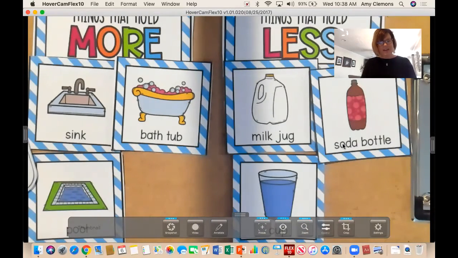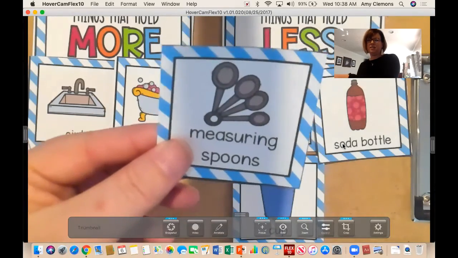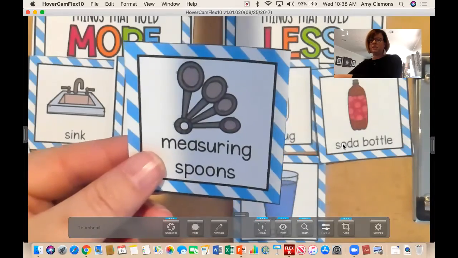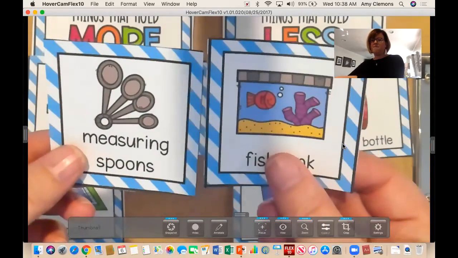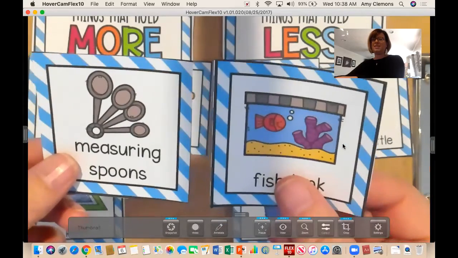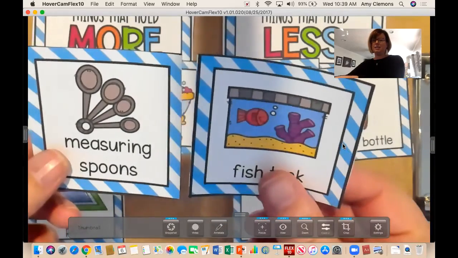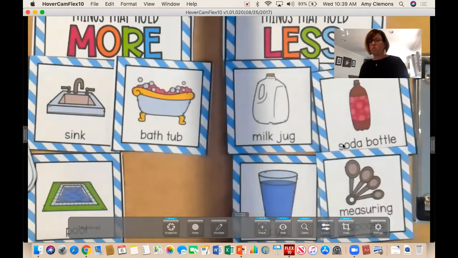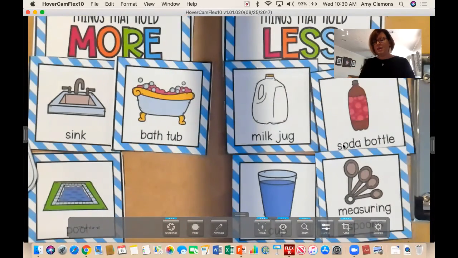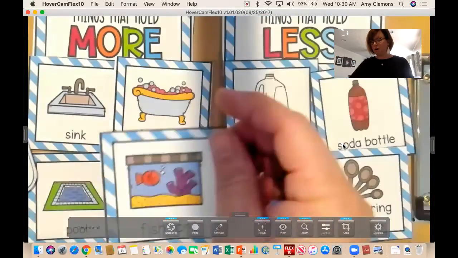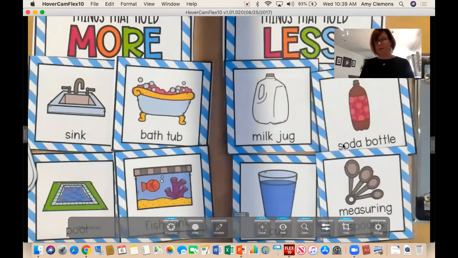Good. And our last comparison, anybody know what these are? Those are measuring spoons we might find in the kitchen. Measuring spoons. And this is a fish tank. Which one of these two holds less? That's right, your measuring spoons would hold less. They just hold a little bit of something. And my fish tank holds more because there's a lot of water in there, right?